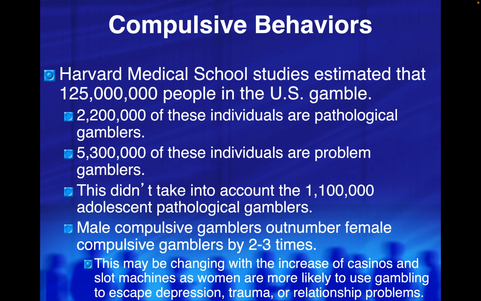Harvard Medical School studies estimated that 125 million people in the United States gamble. 2,200,000 of these individuals are pathological gamblers. 5,300,000 of these individuals are problem gamblers. This didn't take into account the 1,100,000 adolescent pathological gamblers. Male compulsive gamblers outnumber female compulsive gamblers by 2 to 3 times. This may be changing with the increase of casinos and slot machines, as women are more likely to use gambling to escape depression, trauma, or relationship problems.